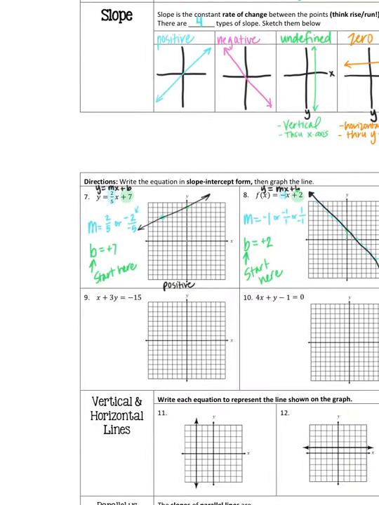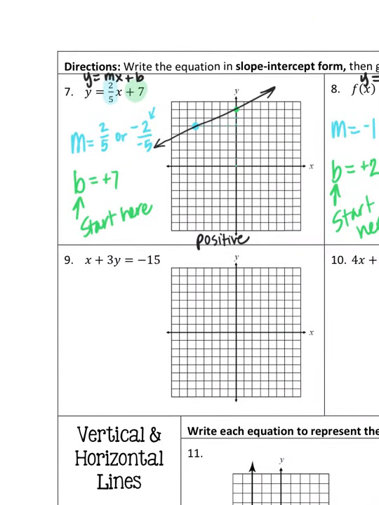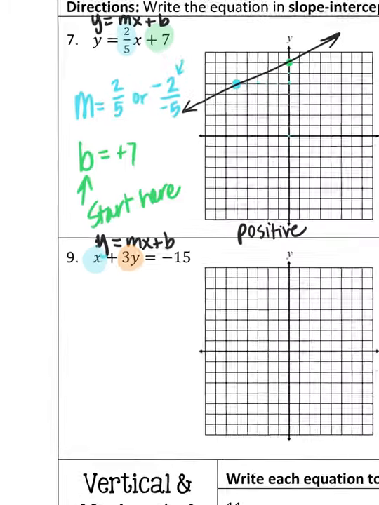Okay, let's look at number 9. When we write it out, y equals mx plus b, you can see that our x is not where it needs to be, and our y has a 3 in front of it. So we need to do a little bit of rearranging before we can graph this equation.